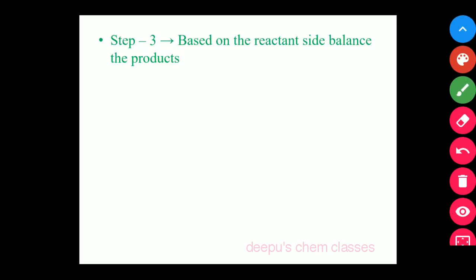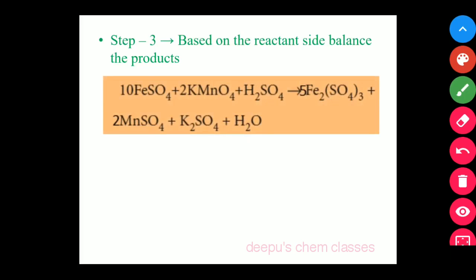In the third step, based on the balancing we have just done on the reactant side, we are going to balance the elements on the product side also. We have 10 FeSO4, that is 10 Fe, on the reactant side, but here we have only 2 Fe on the product side. So we have to balance this. If we put 5 before the compound, then it becomes 5 into 2, 10. Now iron is balanced.